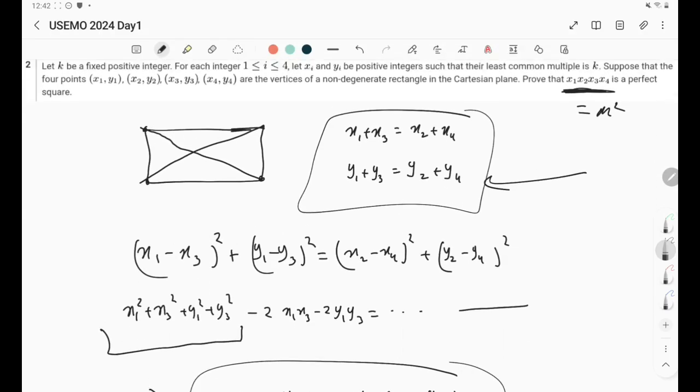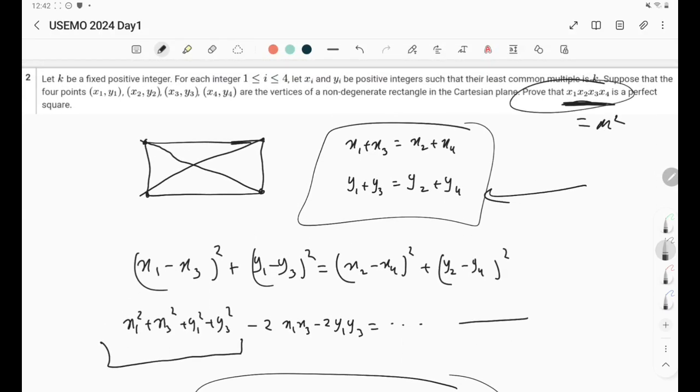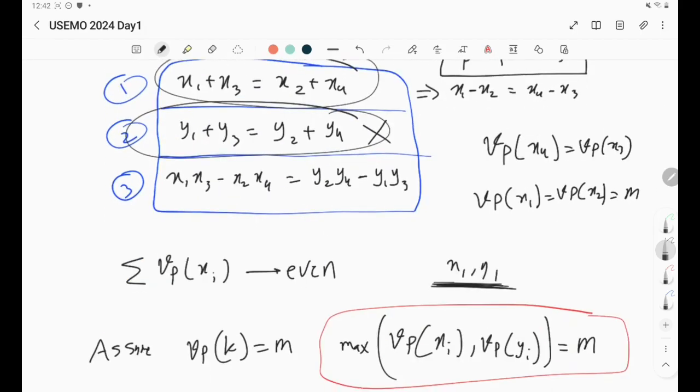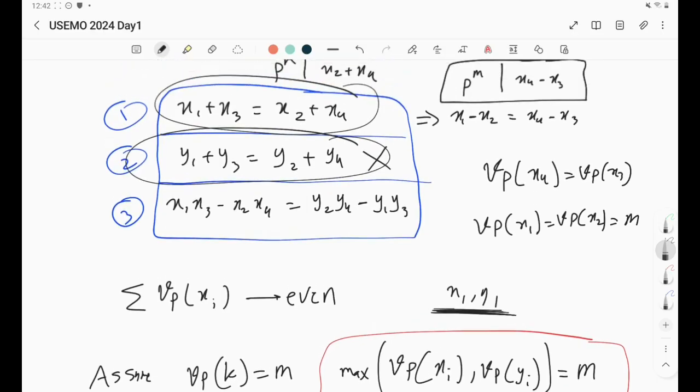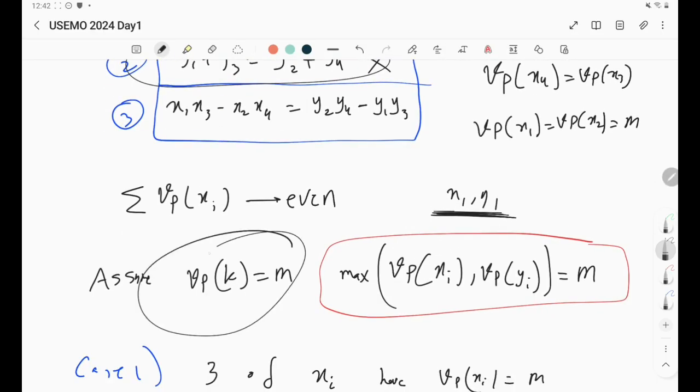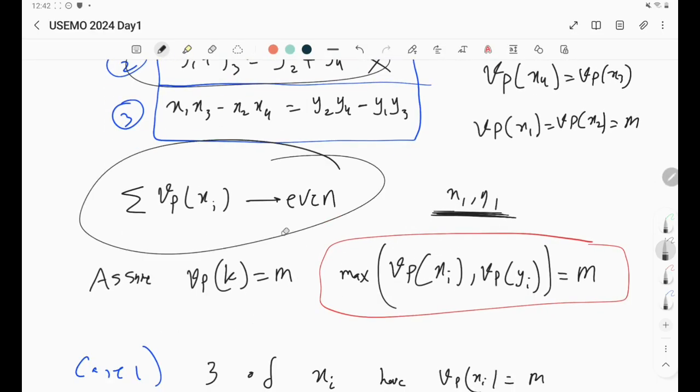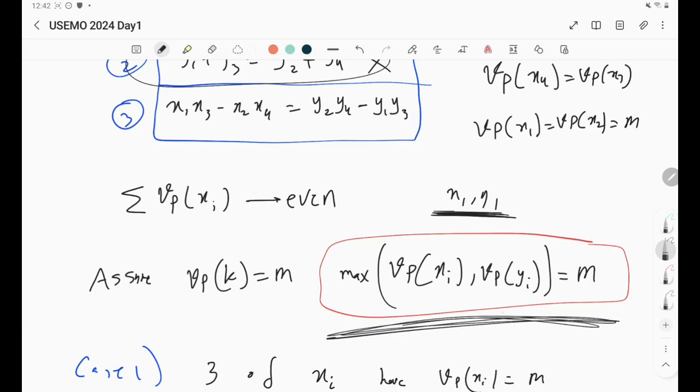Next, of course, we know the LCM is k. But how can we show that this thing is a perfect square? Very standard idea. Just catch a prime P and we work with the VPs. This is our goal, to show that the sum is even. And we know this is our condition for the LCM.